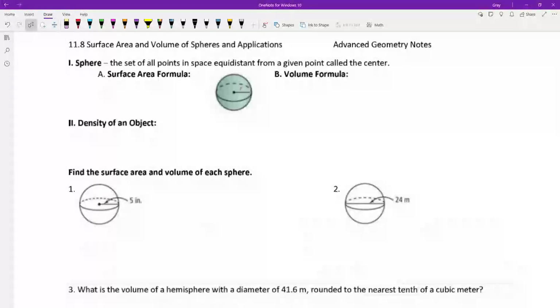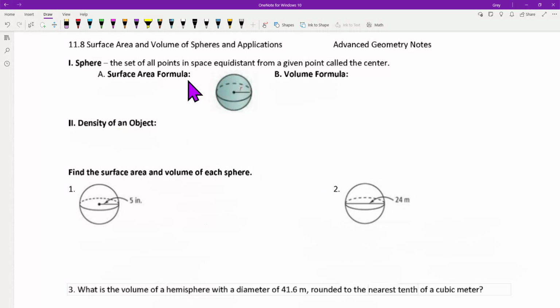Hello there, this is Miss Nakayama, and today's lesson is 11.8 Surface Area and Volume of Spheres and Applications. So we have three formulas that we just need to talk about, and then we're going to work some problems, so make it short and sweet.